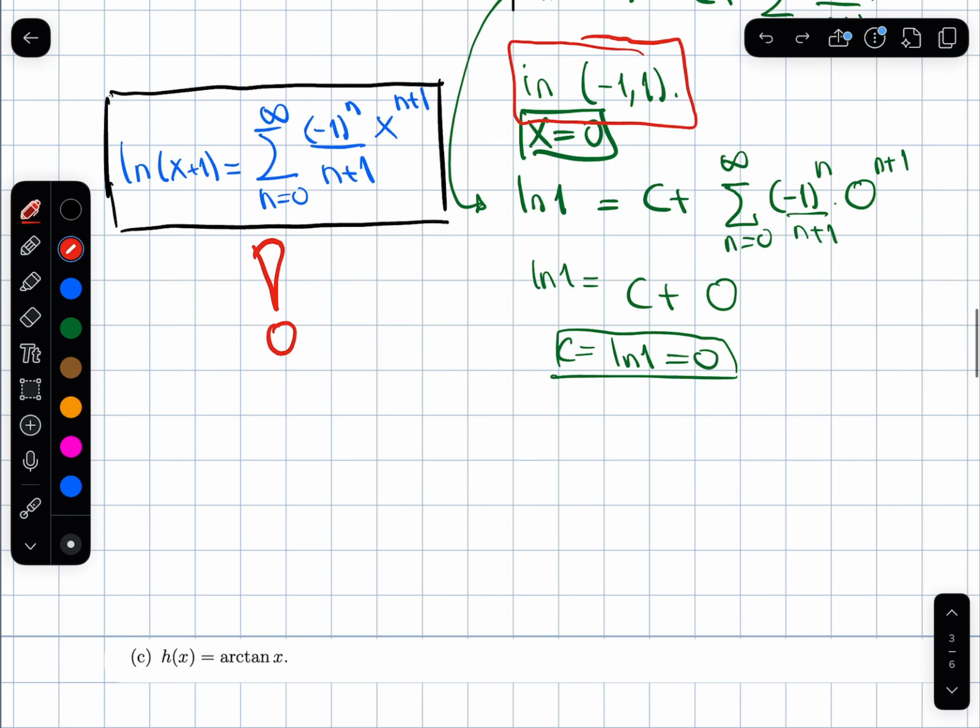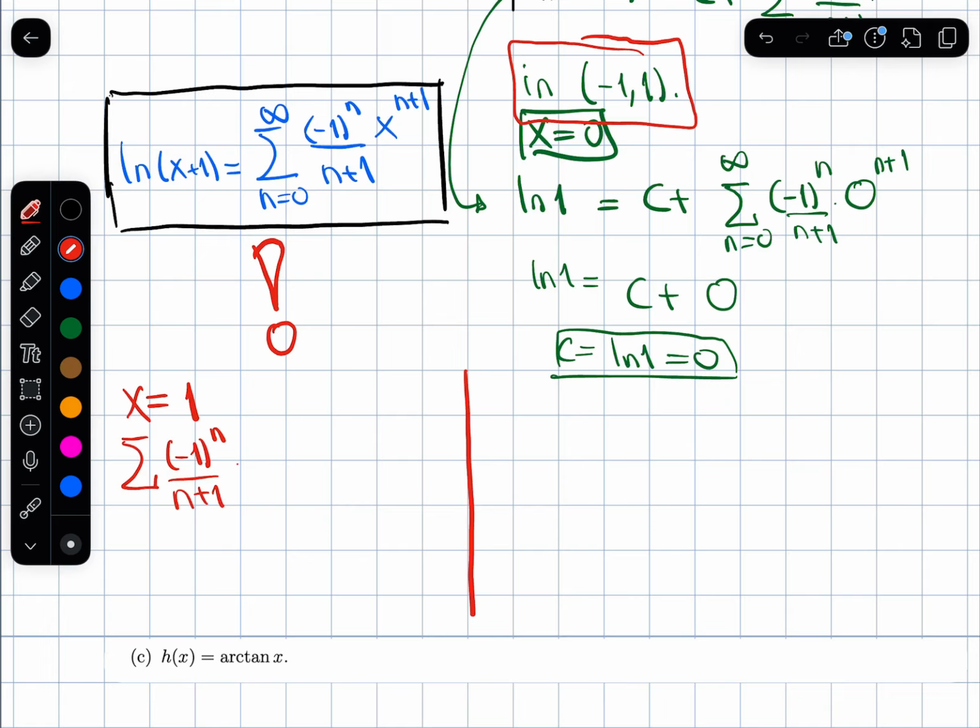So let me go ahead and check the two endpoints. So I'm going to check x equals 1. When x equals 1, this is telling me, and look how funny this is, this is pretty cool. Plugging in x equals 1 just gives me, on the right-hand side, the summation of minus 1 to the power n over n plus 1, and 1 to a certain power is always equal to 1. So it's not going to make a difference. And I just end up with this.